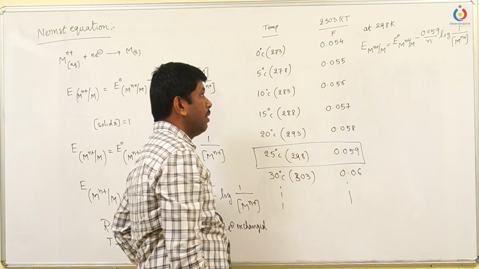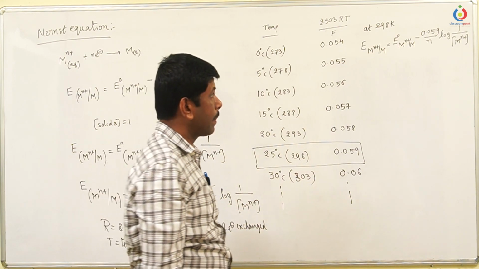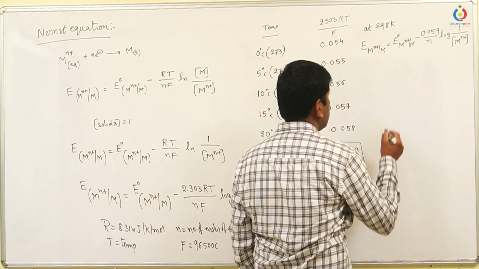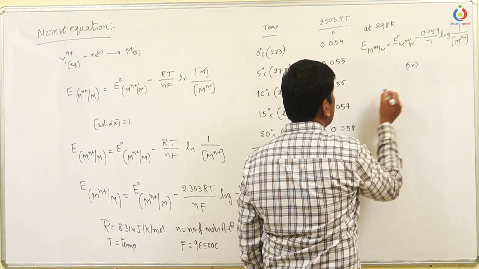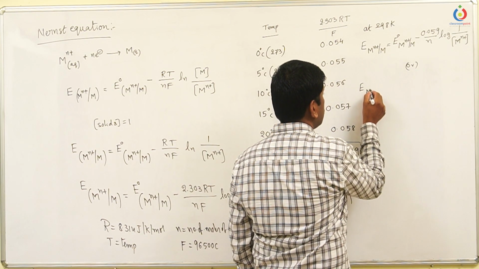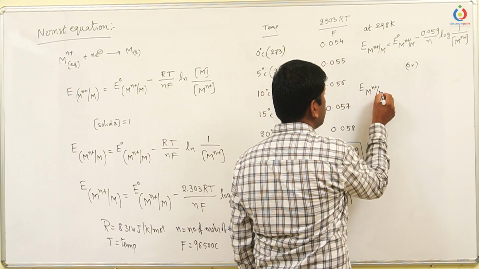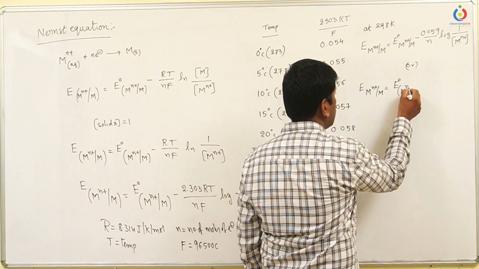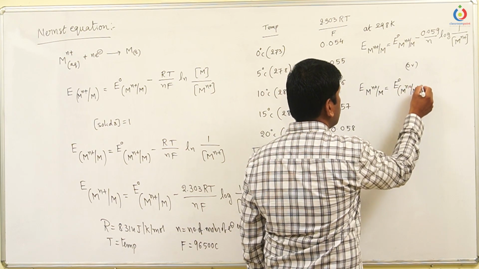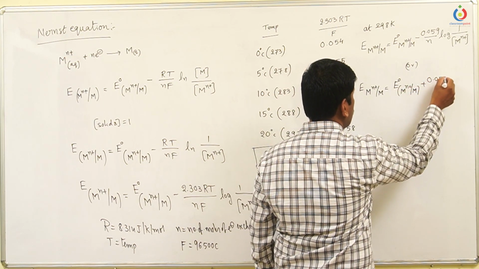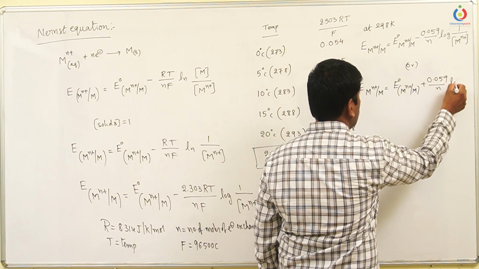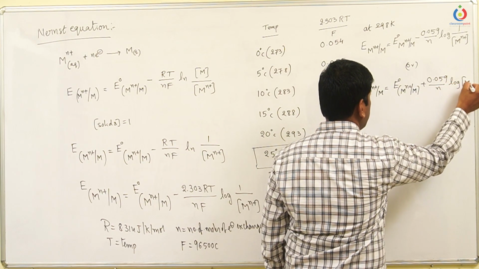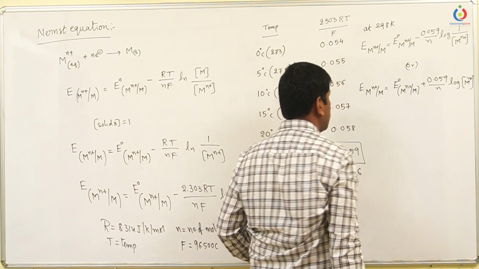So here we can write two types of graphs. The above equation can also be written in another form, that is, E equals E naught, the reduction potential value of Mn+ by M, plus 0.059 by n into log of the concentration of Mn+.